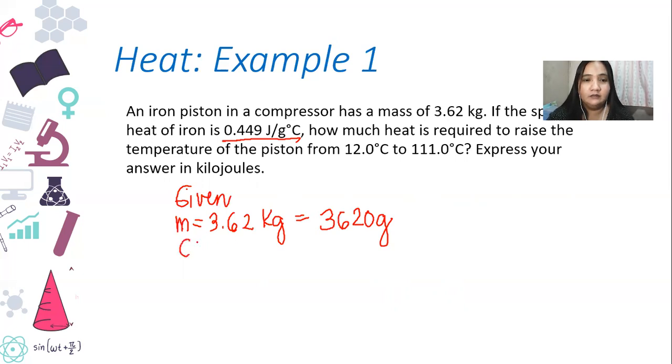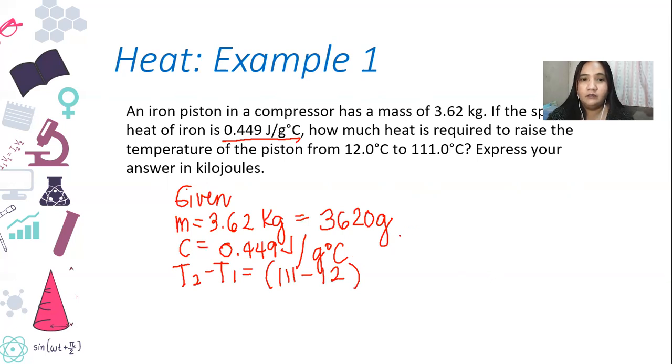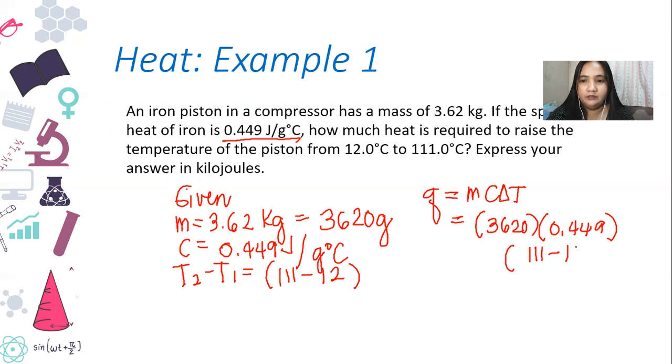Now, c is equal to 0.449 joule per gram degrees Celsius. And from the problem, you can actually solve delta T right away. T2 minus T1, that's 111 minus 12 in degrees Celsius. So that's basically just inputting the values in the formula. Q equals mc delta T. So that's 3,620 multiplied by 0.449 multiplied by 111 minus 12.